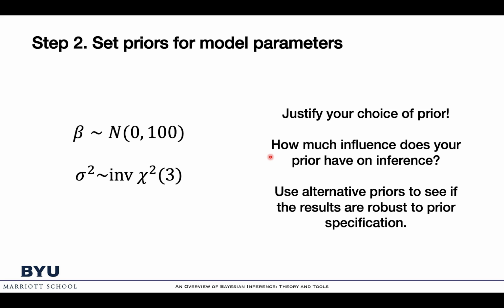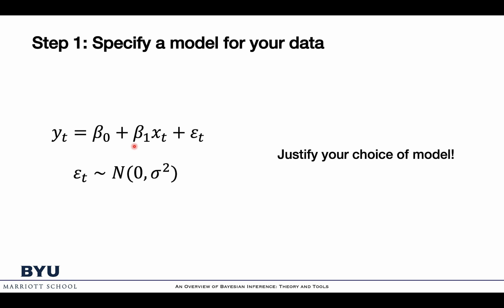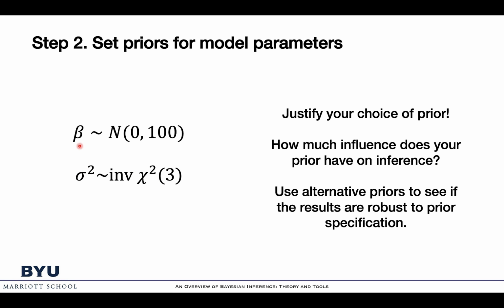Step 2 is, once we've specified a model, we have to set priors for all of the parameters in that model. And so in this case, I have 2 parameters. I have betas, and I have a variance term sigma squared. And I could specify a prior for beta that is normal with mean 0 and variance 100. This is a very diffuse prior, referred to sometimes as an uninformative prior, or better yet, as a weakly informative prior.